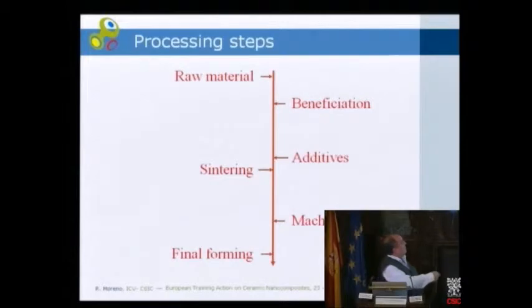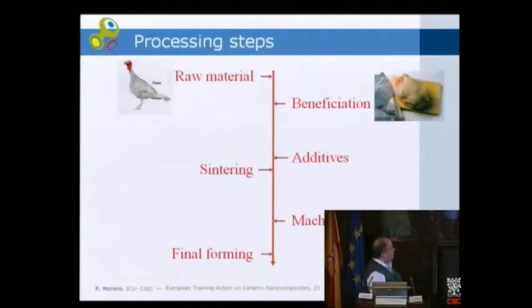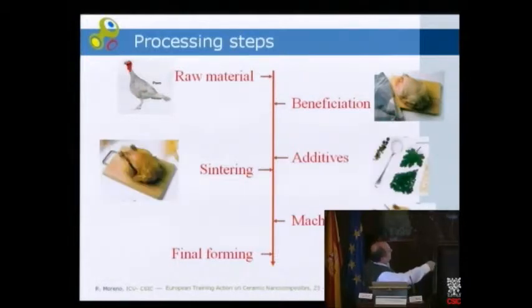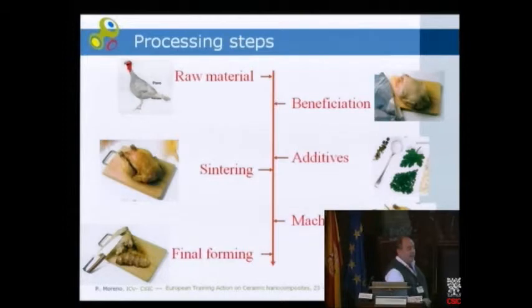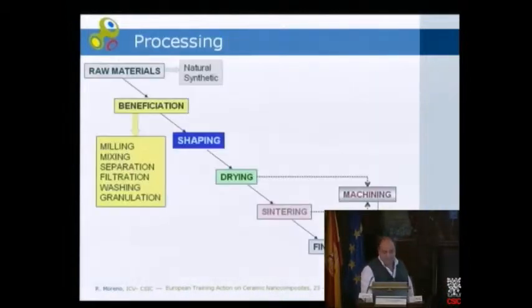This is a normal schedule for any production process, from the raw material through beneficiation stages, introducing additives, heating, and machining to the final forming. The difference with this example of cooking is that in that case, the raw material has already been produced. Our problem is that we first need to start by producing this raw material from powders.